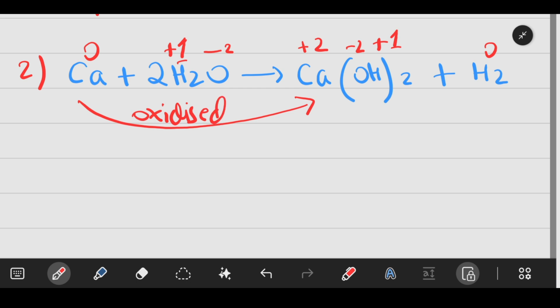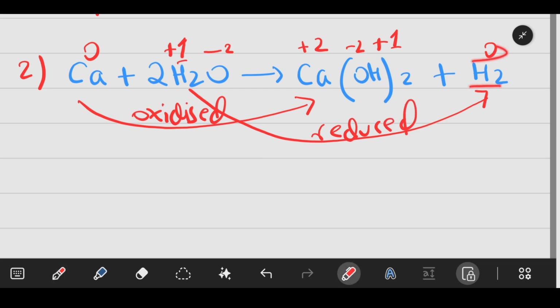As for what is getting reduced, we can now isolate the other element. Let's go with hydrogen over here. It's a +1 over here, and hydrogen is a 0 over here. So we'll just go ahead and write down hydrogen is being reduced because there's a decrease in oxidation number happening. It's going from +1 to 0.